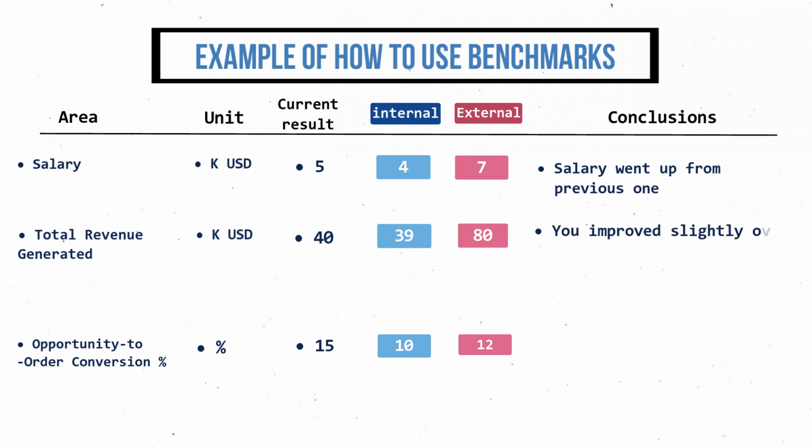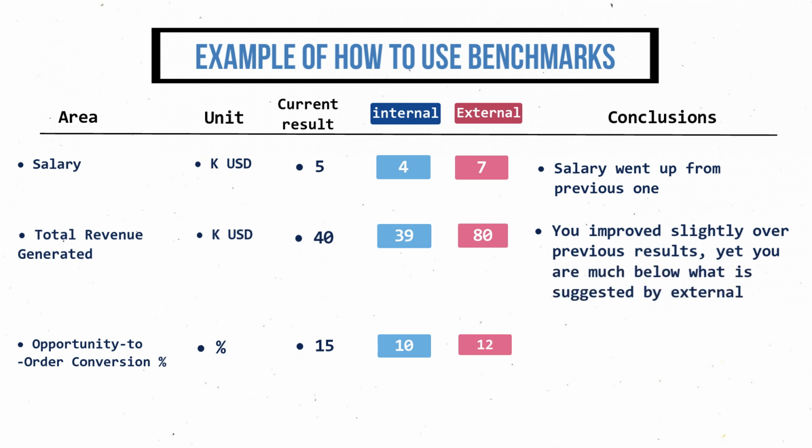Next is total revenue generated. You improved slightly over the previous result, yet you are much below what is suggested by the external benchmark. This would suggest that you should see what you are doing wrong. A big difference would suggest that it would be a good idea to do sales coaching and check what is wrong with the way you carry out sales activity, communicate with clients, and everything surrounding what you are doing.